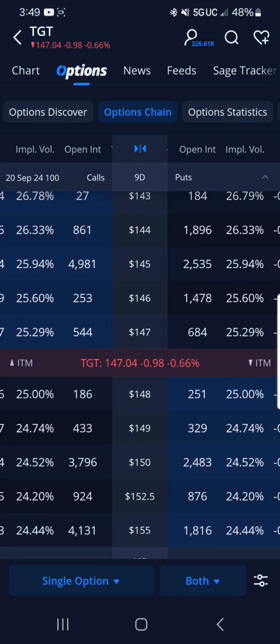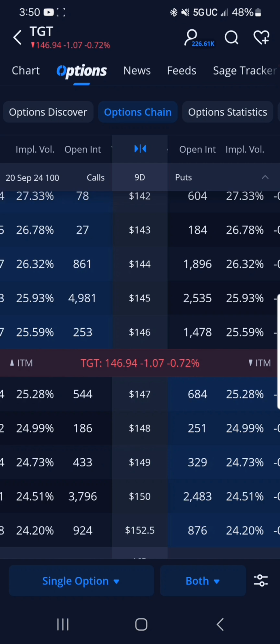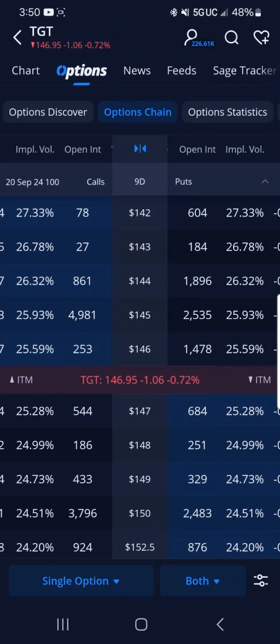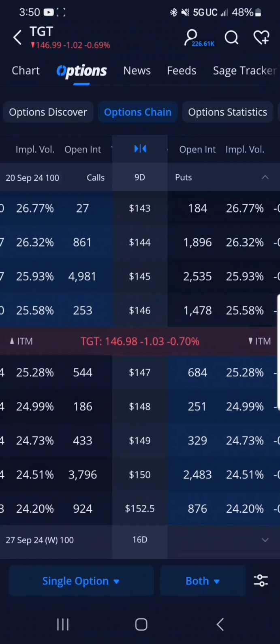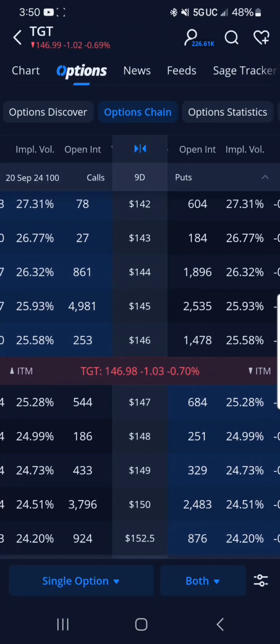And look at this, 3,796 people in the call, 2,483 in the put. So a lot more people are thinking this is going to go up than down. Just a couple strikes out at 155, just out of range right there at 155. There's a bunch more people in that call than put too. So it looks like a lot more people think this is gonna go up than down.